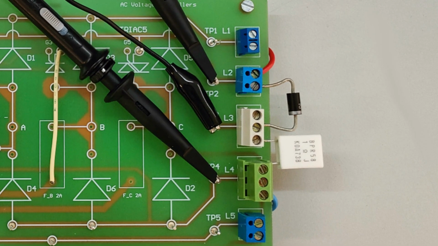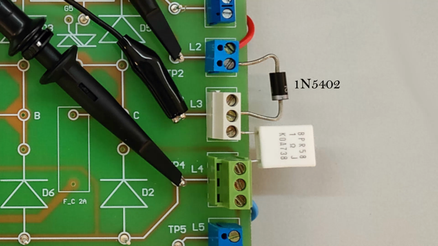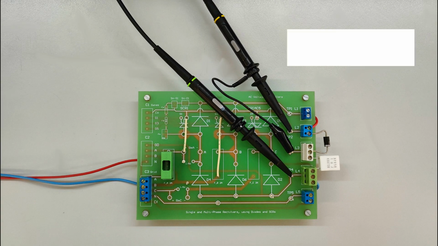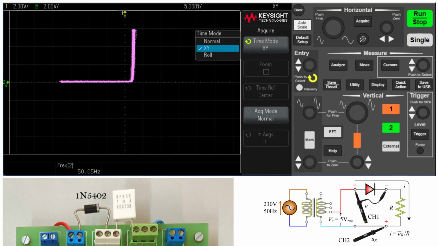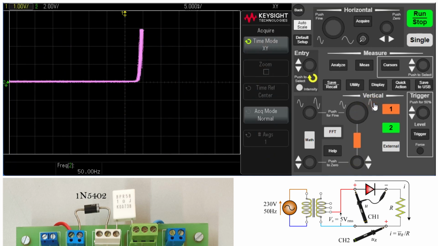In the 1N5402 diode, the resistor is selected to be 1 ohm, to obtain a peak current of 6 amperes. The power consumption of the resistor is 8 watt. The oscilloscope displays the voltage across the diode on channel 1 and the current on channel 2. By selecting the XY mode, the forward portion of the characteristic curve is displayed.